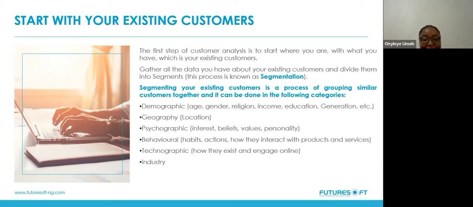It will get clearer as we go forward. I know it's confusing, but you want to put your audience in segments, and some of the metrics that would help you do that is to divide them by demography, and this means like their age, gender, religion, education, generation as well. We know the whole Gen Z, millennial, baby boomers sort of segmentation.